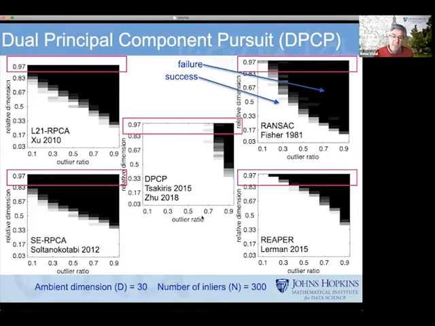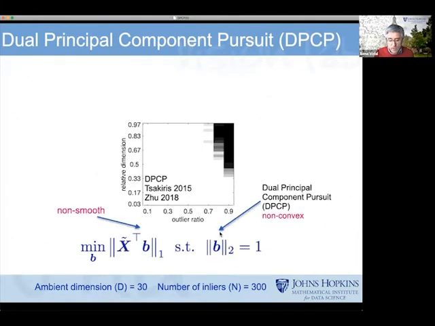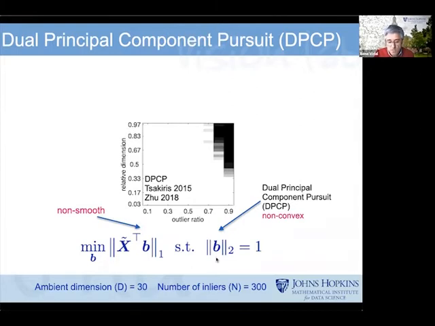Okay? And by the way, all other methods, as you could see, could even tolerate 90% outliers, but they required the dimension to be about a third of the ambient dimension. So how does DPCP achieve this? What is quite remarkable is that it's solving a very simple optimization problem. Here b denotes the normal to the hyperplane, and X tilde is the data. So this is really, at the end of the day, an L1 minimization problem on the sphere, subject to a spherical constraint because the normal to the plane is chosen in this particular case to be unit norm.